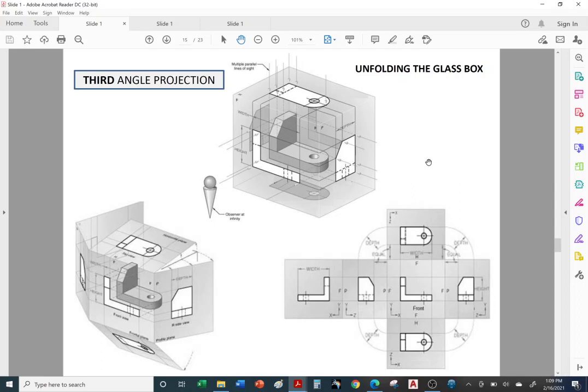Okay, so here's another example of unfolding the box. Once again, the front view is typically the view that gives you the most information. Now, how many views do you need? It depends on how many details, how many features are on the part. Sometimes a single view is more than enough.